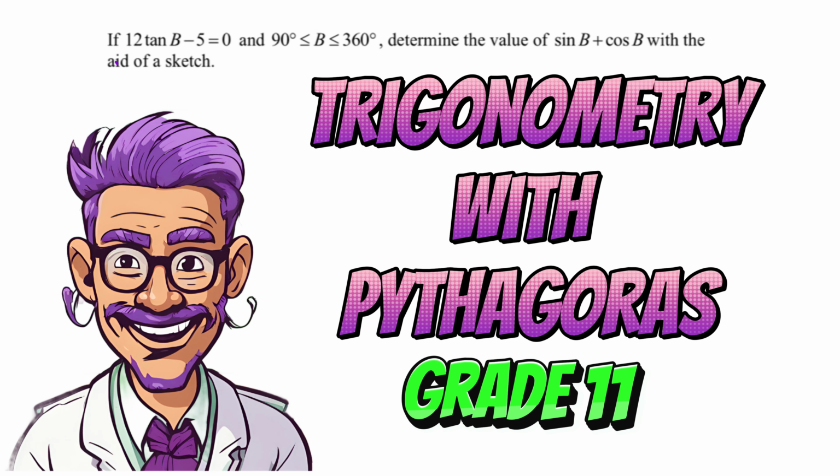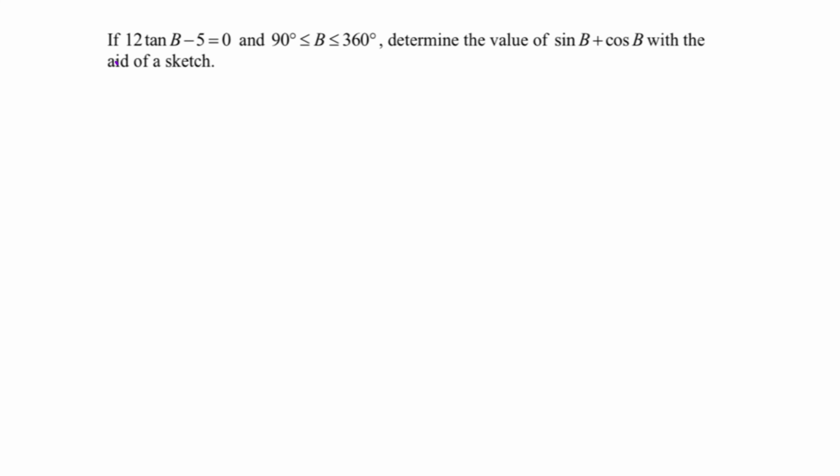In this video, we'll focus on a trigonometry question, and we are given: if 12 tan b minus 5 is equal to 0, and b is restricted between 90 and 360 degrees, determine the value of sine b plus cos b with the aid of a sketch. So before we start with the sketch, let us work with 12 tan b minus 5 equal to 0.